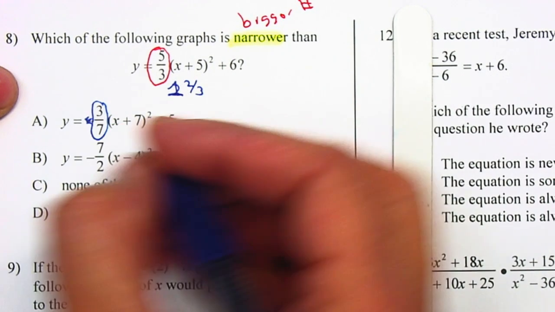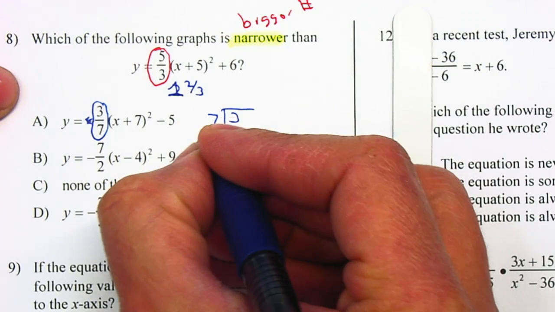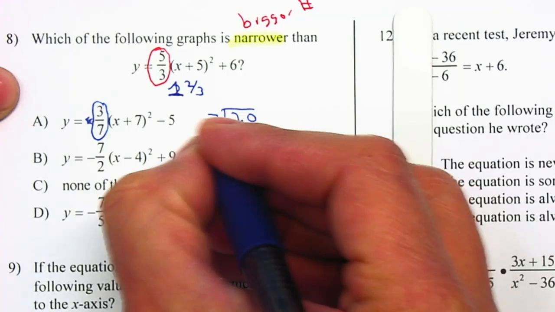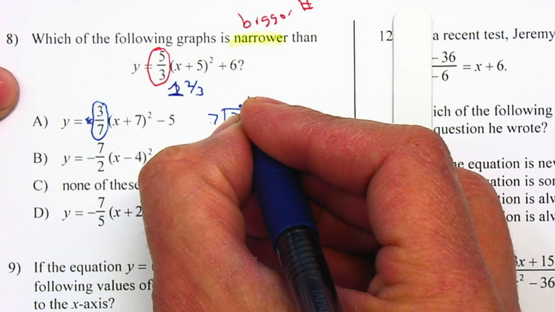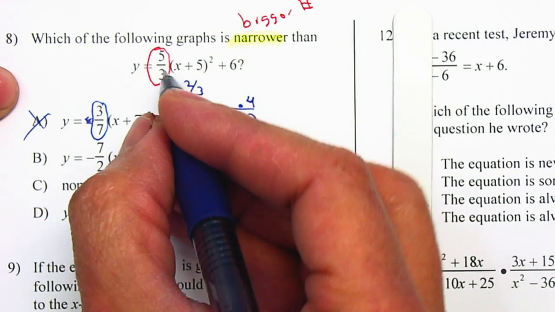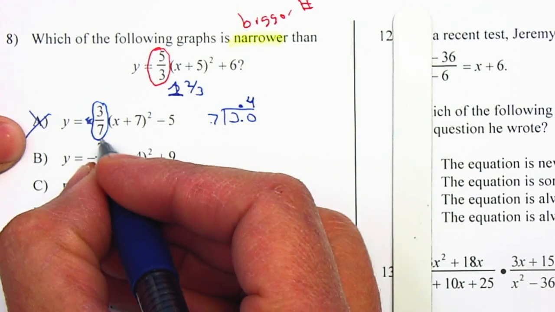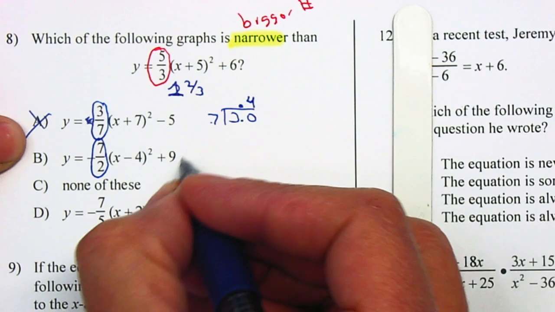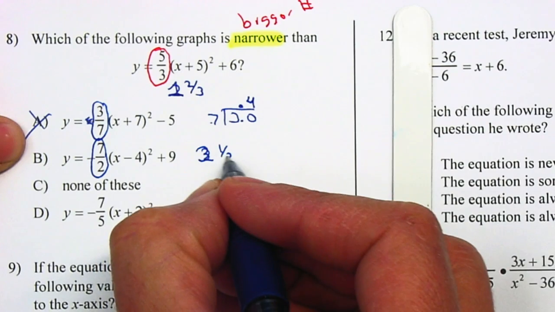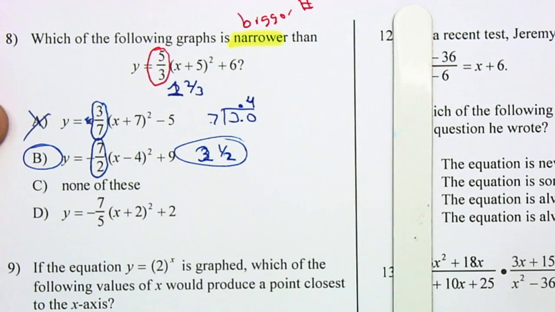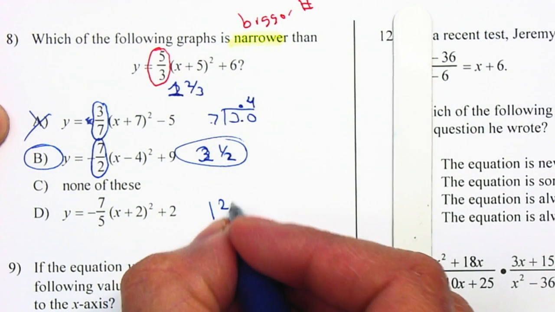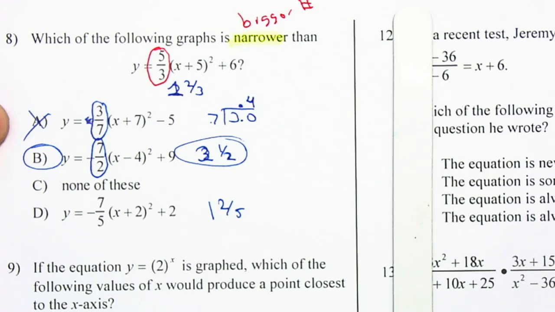So 3 divided by 7, that is 0.4. 4 times 7 is 28. So that's too small. I'm looking for something bigger than 1 2/3. 2 goes into 7 three times, and there's 1 left over. So your answer is B. 5 goes into 7 once, and there's 2/5. It's slightly smaller.